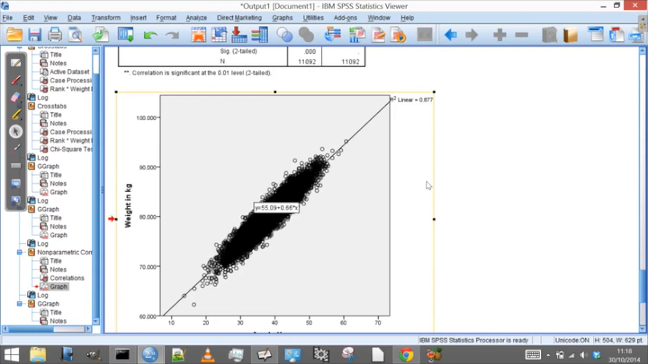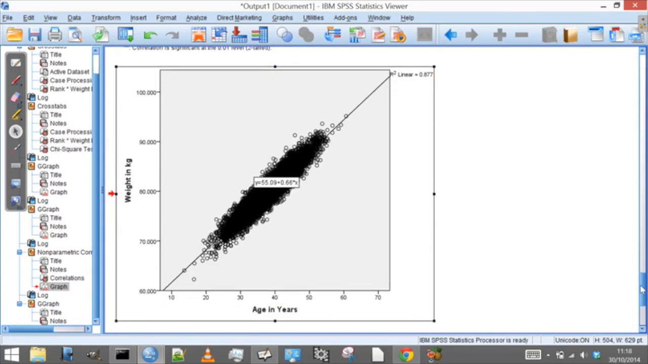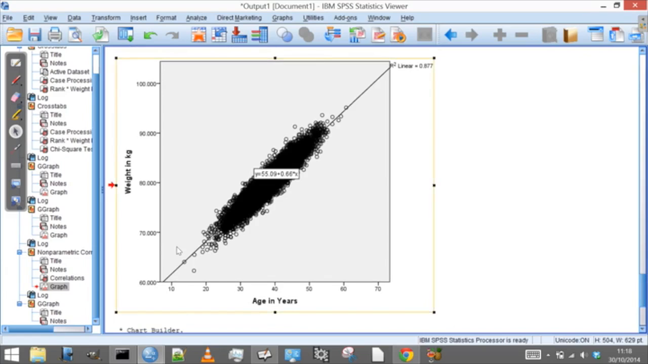And it does very much look like there is a linear relationship between age and weight. Visually, it looks like a linear positive correlation. As age goes up, so does weight. And there's some spread because this won't always be true.